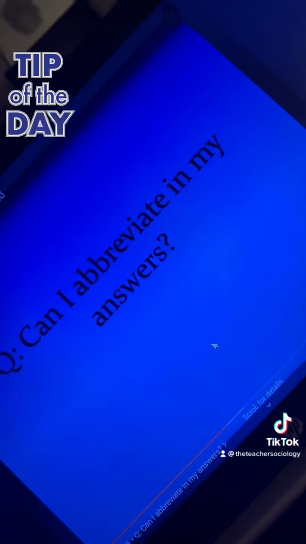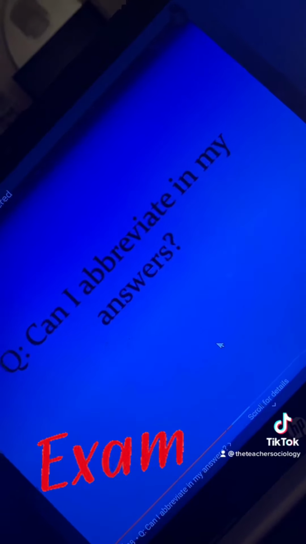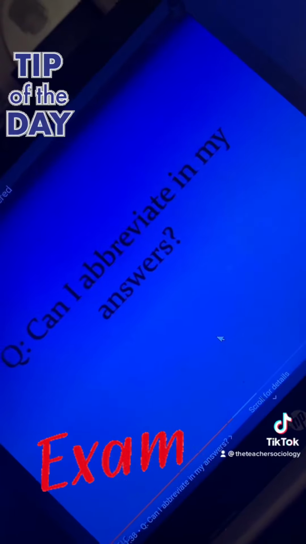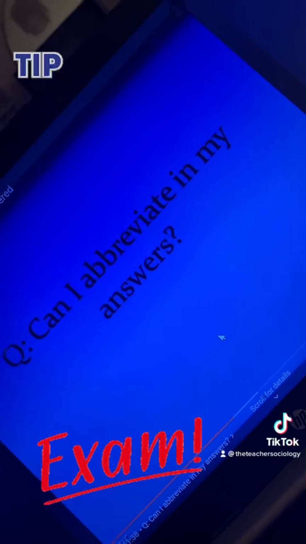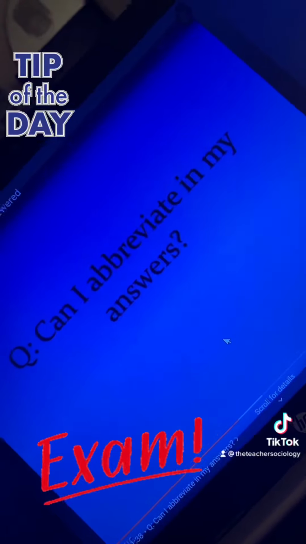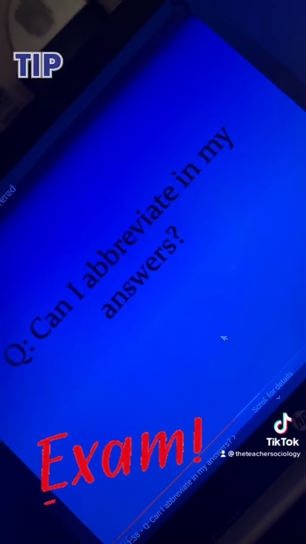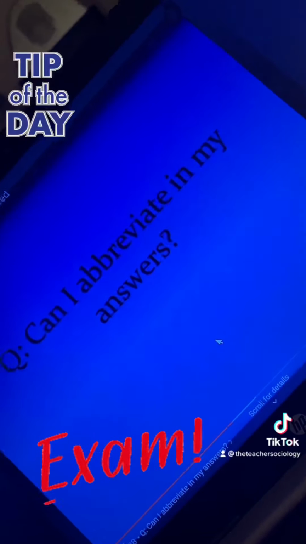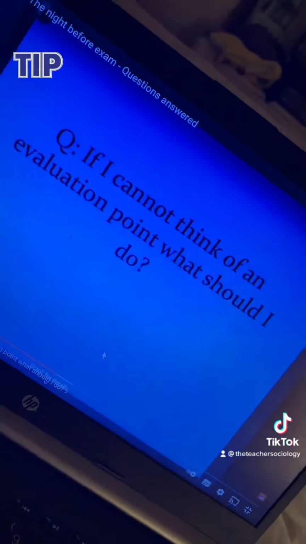Can I abbreviate in my answers? Yes, you can, especially if you're writing something like a non-participant observation and you're writing it more than once. You can put non-PO, or something like middle class, you can abbreviate to MC. So just make sure you write it in full and then the abbreviation in brackets, but I've seen that before and that's okay. If you can't think of an evaluation point, what should you do?